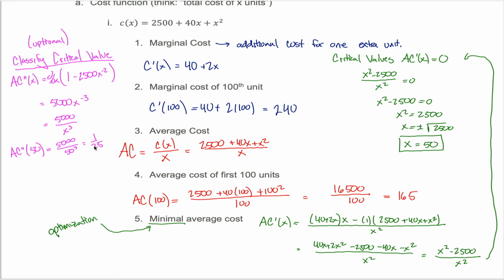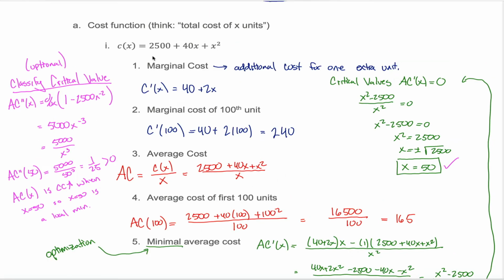But really, I don't even care what this number is. I can just look at this and tell that this is a positive number, which is really all that matters. That tells me that my average cost function is concave up when x equals 50. So that critical value at 50 is a local minimum. And since I'm looking to minimize my average cost, I'm very happy, and I know that this is really my answer.